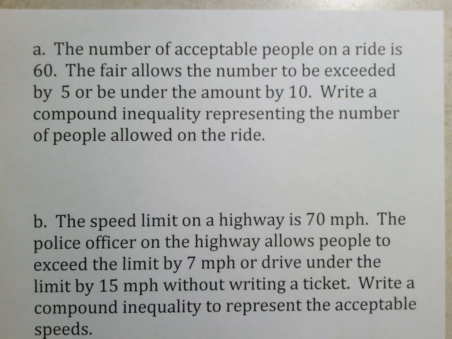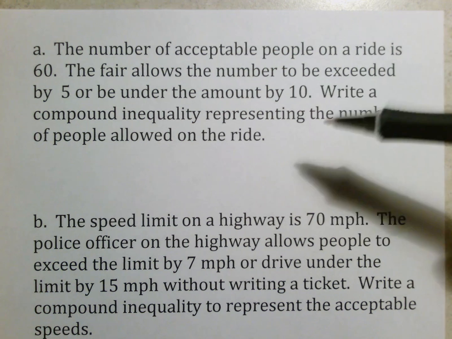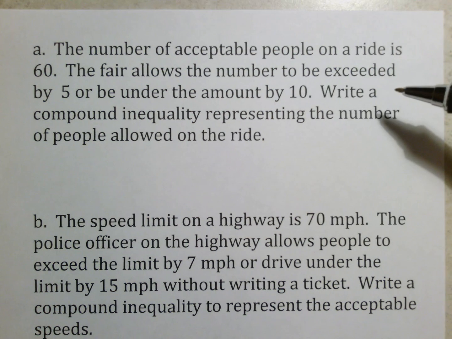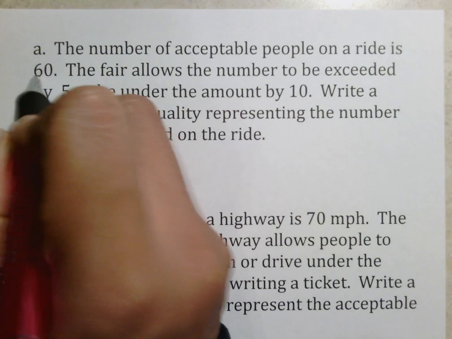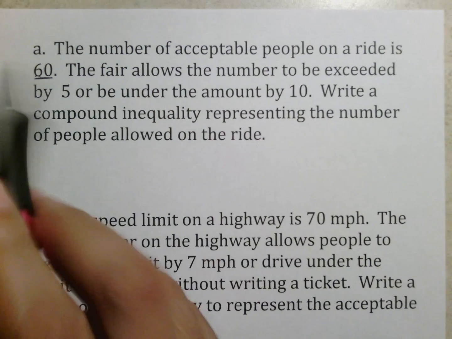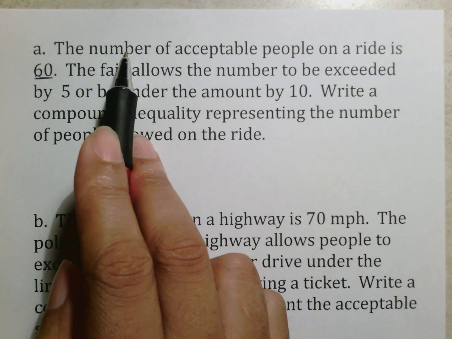It just says the number of acceptable people on a ride is 60. The fare allows the number to be exceeded by 5 or under by the amount of 10. Write a compound inequality representing the number of people allowed to ride. The first thing you have to understand is that the key number is 60. And so they'll say that 60 is how many people have to be on the ride.